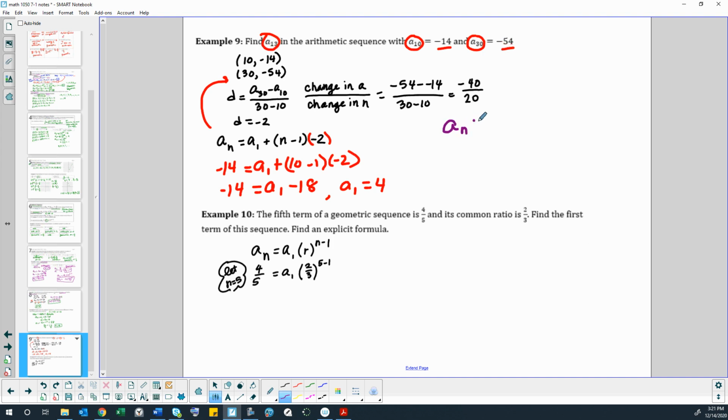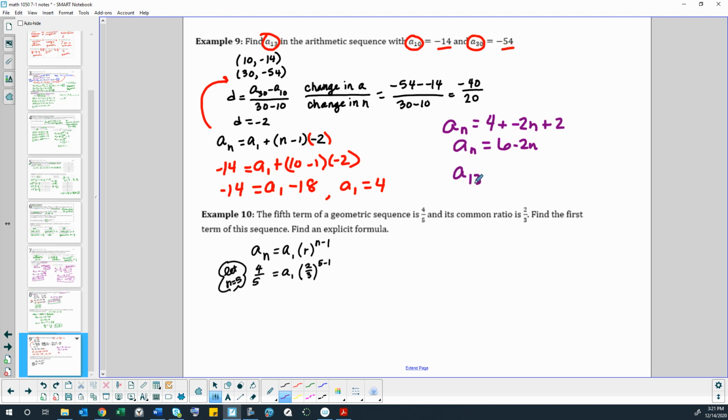So we know that a sub n is equal to 4 plus negative 2n plus 2. So basically it starts at 4 and it's going down 2 each time. So our formula has to start at 6 to compensate for that. Alright, so like if we plug in a 1, we get 6 minus 2 is 4, and the starting term is 4. So now we want to find the 13th term.